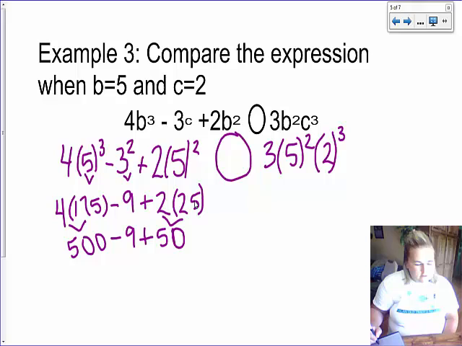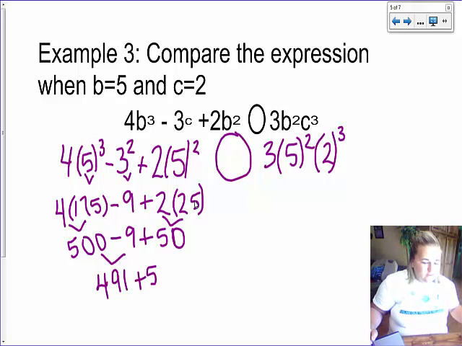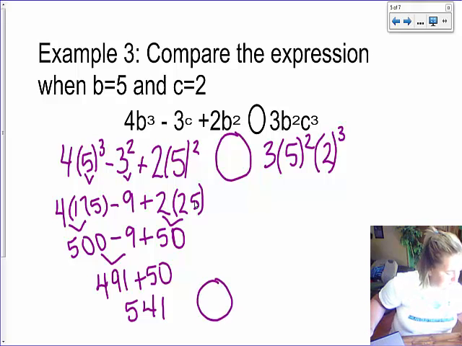Now all we have to do is order of operations, addition and subtraction is all we have left, which we're going to do from left to right. So 500 minus 9 is going to give us 491, plus 50 gives us 541, and we are going to compare that to our answer over here.